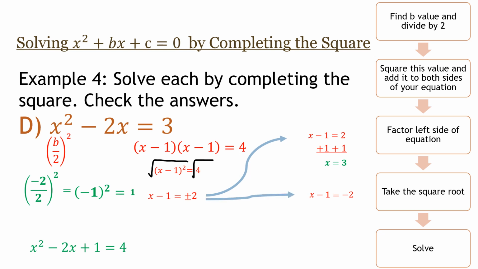For the equation below it, x minus 1 equals negative 2, I still have to use the inverse of subtraction, which is to add 1 to both sides, in which case I would get x equals negative 1. I have now solved for x and found my two solutions, 3 and negative 1, which are the x-intercepts of this quadratic.